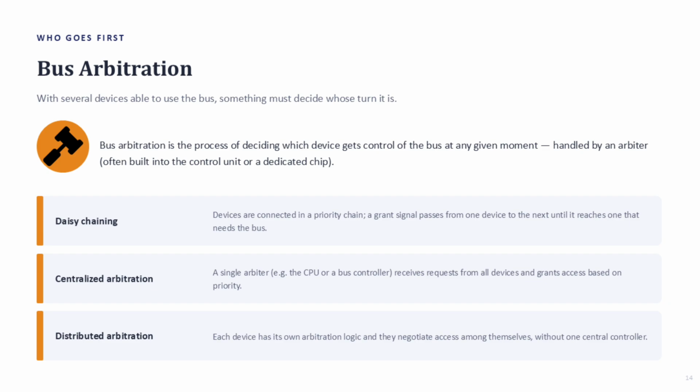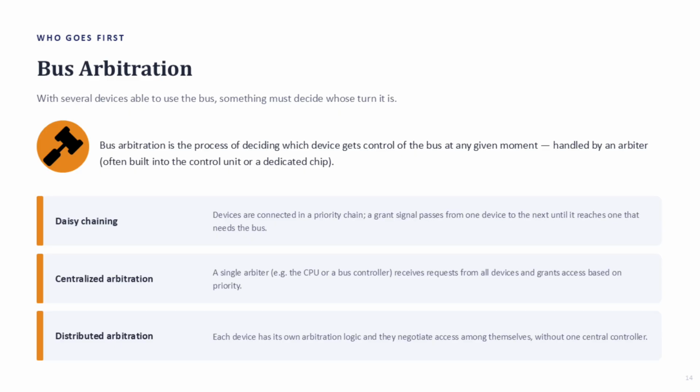Daisy chaining. Imagine students standing in a single line. Permission begins with the first student. If the student doesn't need to enter, permission moves to the next student and then the next. Eventually, it reaches the first student who actually needs to pass through the door. That's exactly how daisy chaining works. A grant signal passes from one device to another until it reaches a device requesting the bus. This method is simple, but devices closer to the beginning of the chain generally receive higher priority.